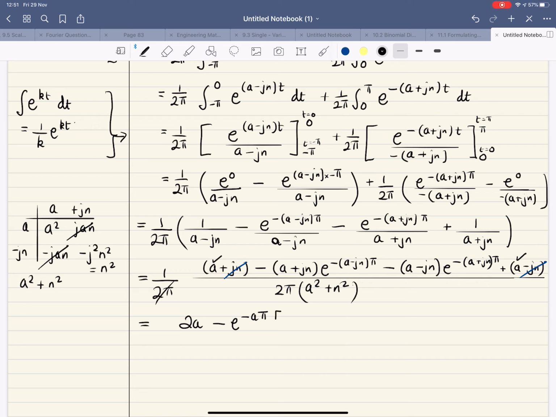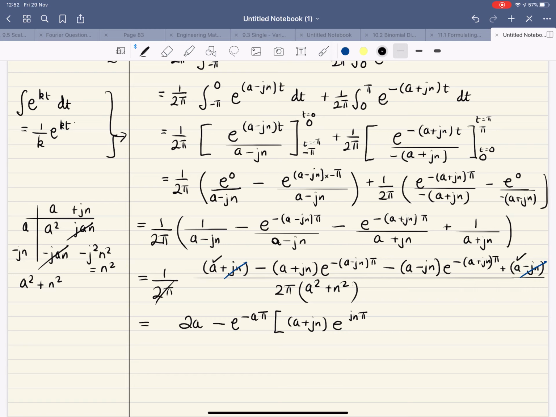And then inside a big bracket, we're left with a plus jn, this bit here. So we've taken the minus outside the bracket, that goes inside the bracket. We've got e to the minus a pi outside the bracket. So we've got left there, this is times e to the plus, because we've got, look here, minus minus, so it's plus jn pi.